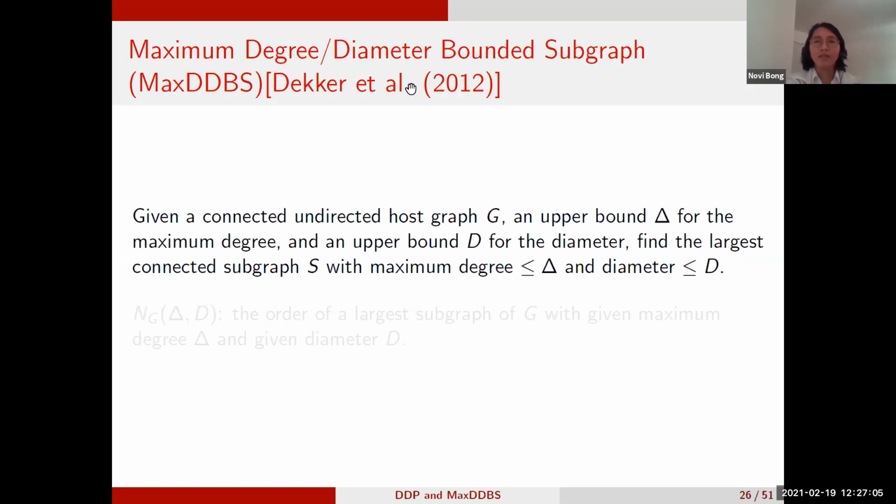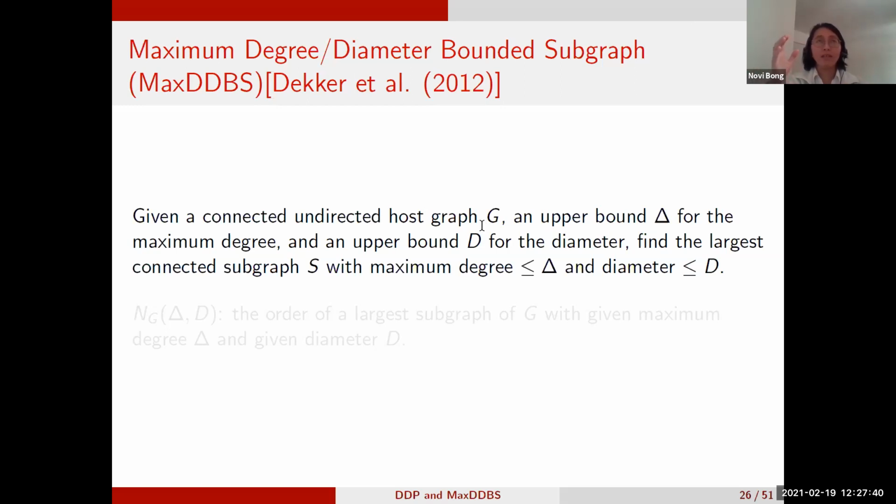It's called the maximum degree diameter bounded subgraph, abbreviated as MaxDDBS. It was introduced by Dekker et al. in 2012. What is different here is that we have a certain host graph, and we try to find the largest subgraph that we can build given a degree and a diameter. But because it's a subgraph, the maximum degree really depends on the host graph.